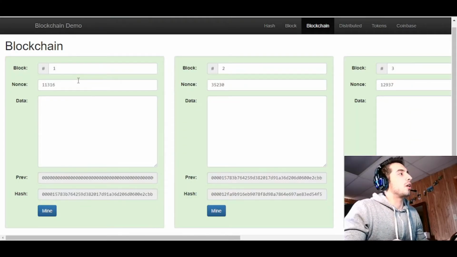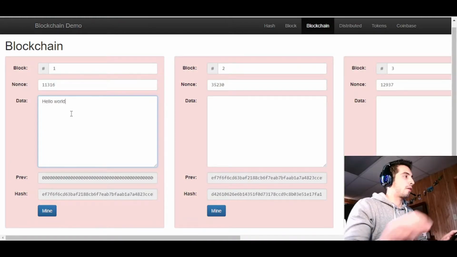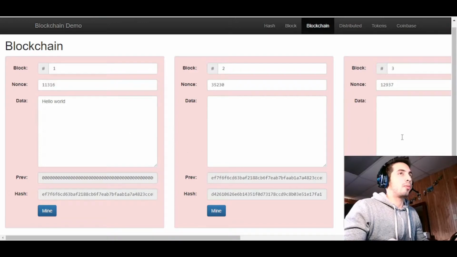Now, if we take a look at the blockchain, we see that there is block 1, 2, and 3, and all these blocks are connected together. If we take a look at each block, we can see that each block has a previous hash of the block that is before it. So what happens if we change the data here? Now we can see that all the blocks are invalid, but what is the reason behind that?